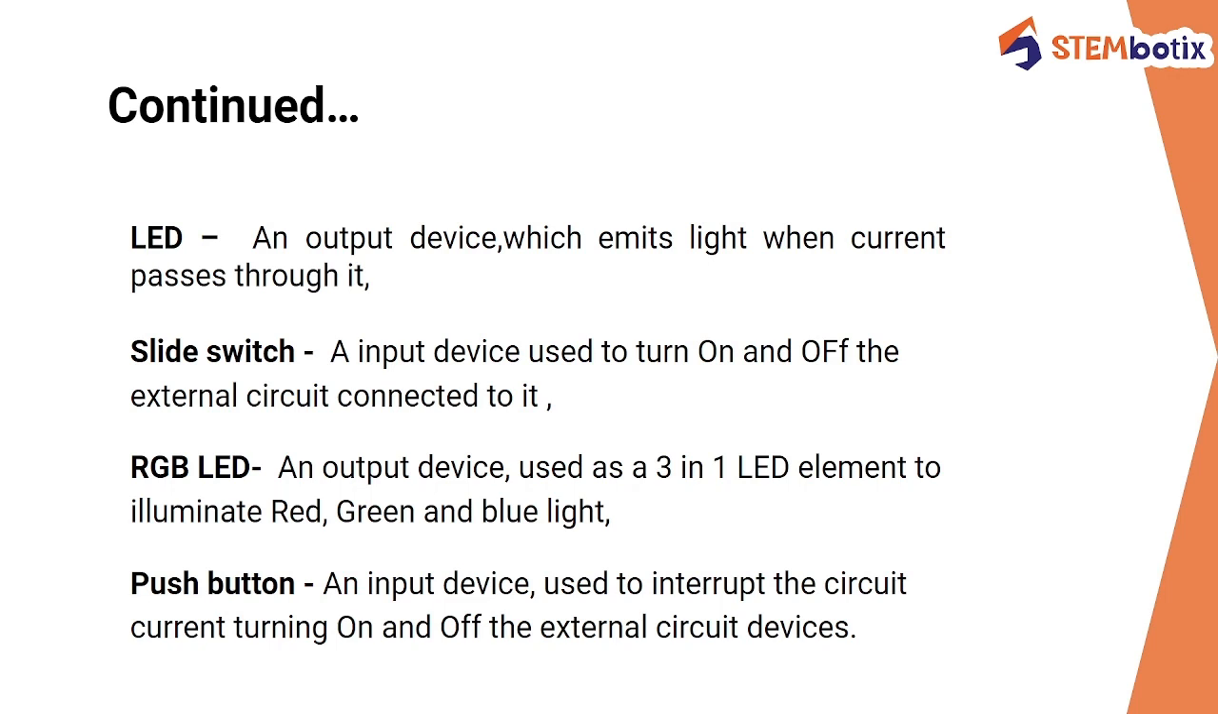Then RGB LED. RGB LED is one type of LED which we have discussed in the dedicated section of LEDs. It is one of the different types of LEDs, and this is also an output device, used as a 3-in-1 LED element to illuminate red, green and blue light. Then after, push button. The push button is also an input device used to interrupt the circuit current, turning the external circuit on and off.